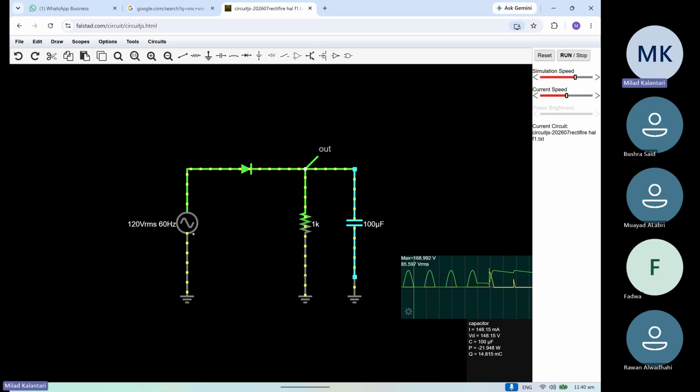So what is happening now? In the positive cycles of input, the diode is on, right? The diode is charging the cap because it's on. The cap will be charged positively. It also gives the current to the load, the resistor. But at the negative cycle, the diode is off. Once the diode is off, what is happening?